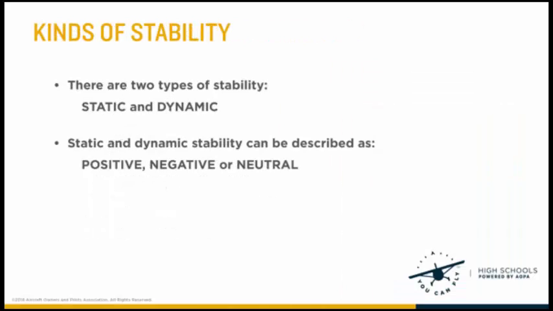So there are several different kinds of stability relevant to an aircraft. The kind of stability that a particular aircraft has is determined by the motion of the aircraft after it is displaced. Stability can either be static or dynamic. And within each of these categories, stability can be positive, neutral, or negative.